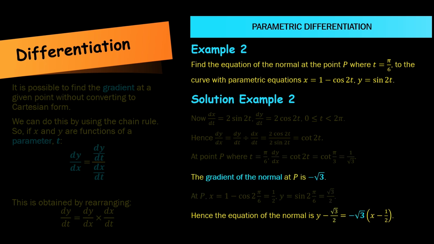Minus root 3 is the gradient, multiplied by the change in x. So again, x, y is a general point on the line, and x equals a half is the x-coordinate of that specific point on the line. And so we have the equation of the normal. However, we can tidy this up, and we have that the equation of the line is y plus root 3 x equals root 3.